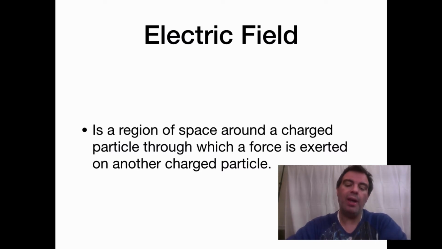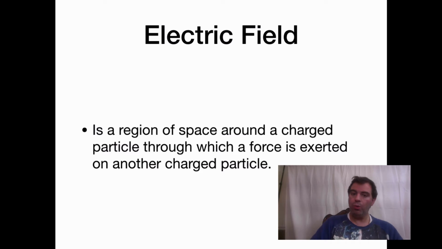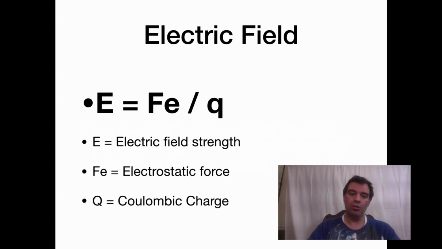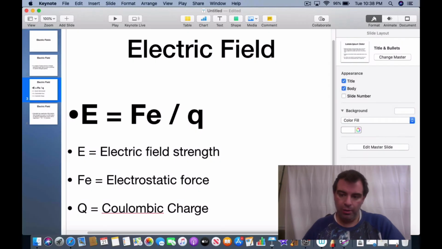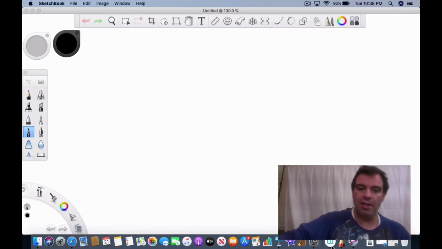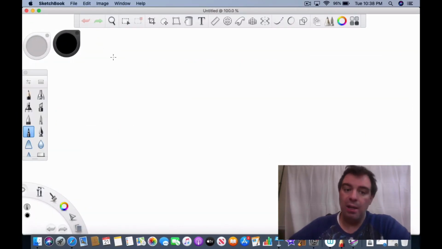So an electric field is a region of space around a charge whereby if you place another charged particle, it will experience a force. So we're still looking at static charges, meaning not moving charges, but now we're looking to see what's going on around them. Electric field strength is given by a simple formula: electric field strength, symbolized by E, equals F_E, the electrostatic force that it's going to experience, divided by Q, which is the Coulombic charge. Now, let's go into my trusty sketchbook and look at this in greater detail.